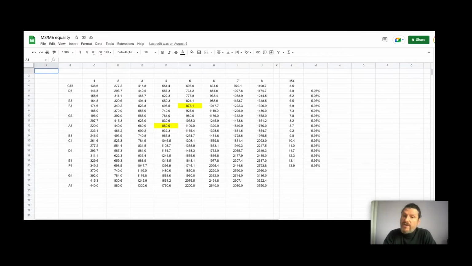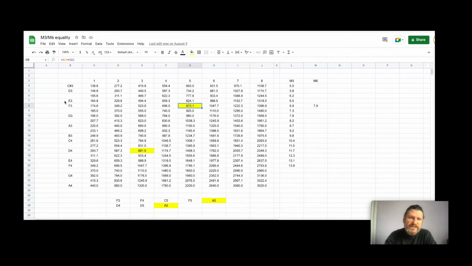Now you can do the same thing with major sixths. If you see here, we take this major sixth F3-D4. The coincident partial of the major sixth F3-D4 is found at A5. So A5 is the fifth partial of F3, and A5 is the third partial of D4. So the difference in those frequencies is the speed of the major sixth. And we can do that for all the major sixths found between C sharp 3 and A4. And here are those speeds, again, increasing by 5.95%.